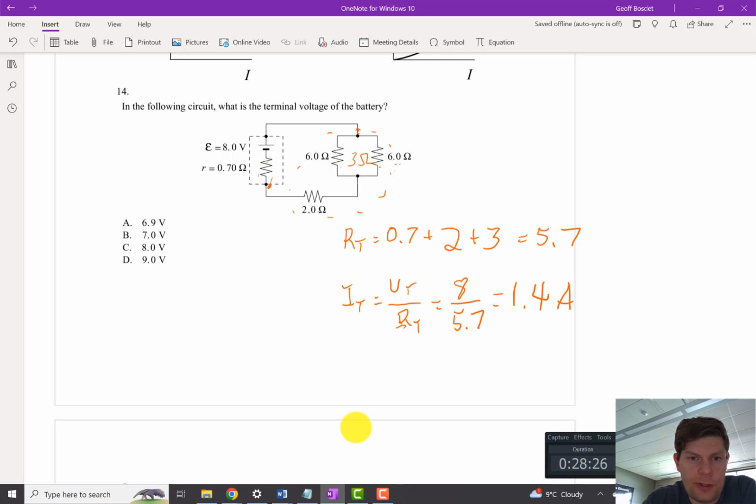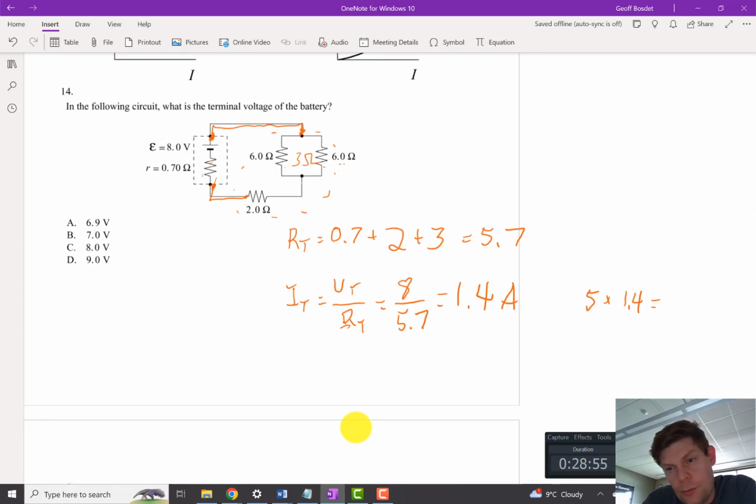because basically we want to find the difference in voltage between this point and this point. But the difference in voltage between this point and this point is the same as the difference in voltage between this point and this point. So we can just find the drop across these two, because everywhere connected by wires is at the same voltage level. So if I just did 5 times 1.4, that would give me the terminal voltage, and that would be 7 volts.